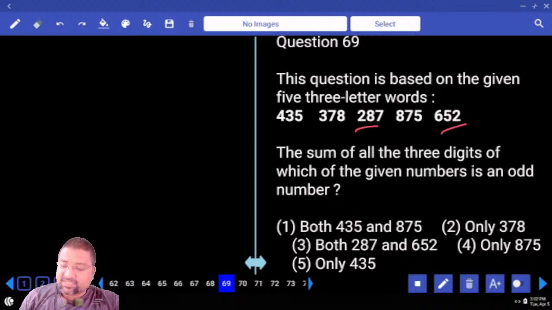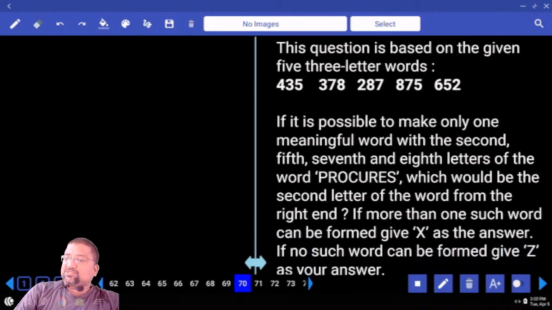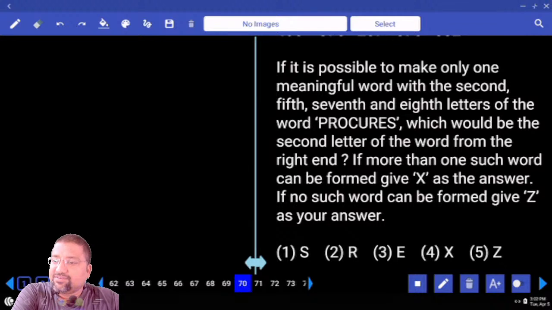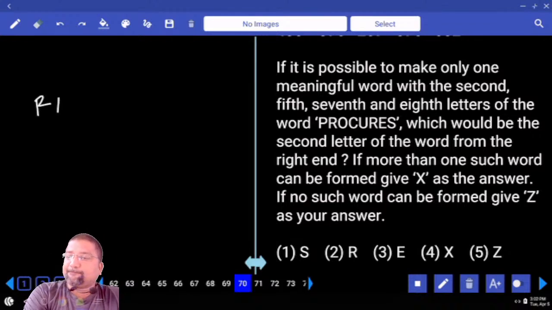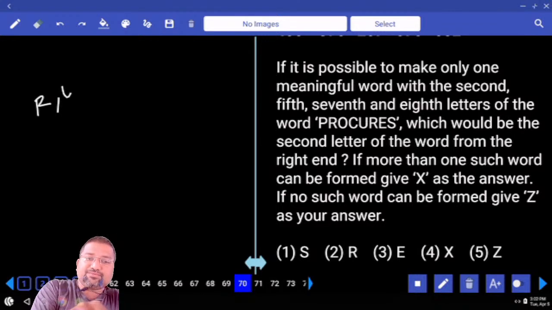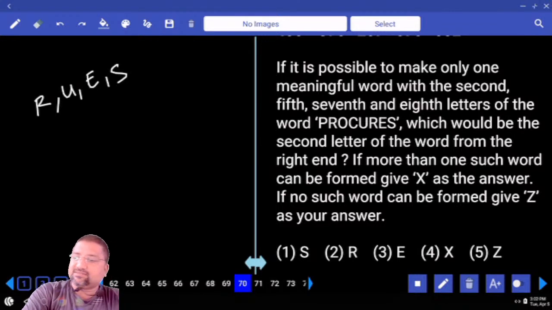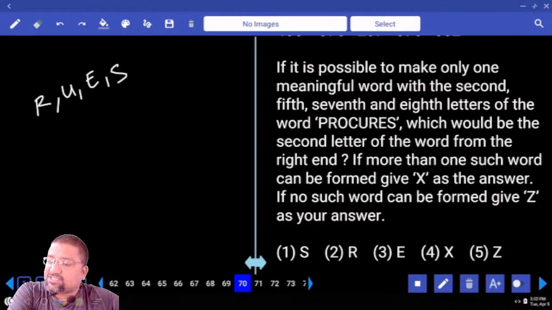Come on, let's go for question number 70. If it is possible to make only one meaningful word with the second, fifth, seventh and eighth letters of the word procures, which would be the second letter of the word from the right hand? If it is possible to make only one meaningful word. And what are the letters that you are supposed to select? Second, R. Fifth, U, E and S. If more than one such word can be found, mark your answer as X. If no such word can be found, mark your answer as Z.